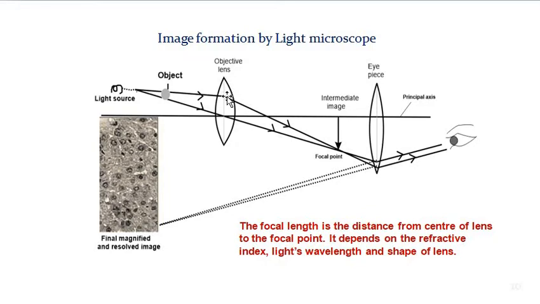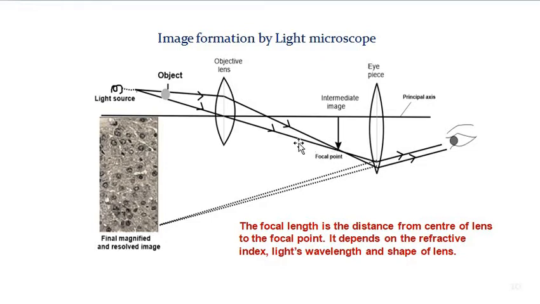It means the direction of light changed and converges onto one focal point, and it goes through the ocular lens. So here this is a focal point and light is converged here at the focal point. The distance between the center of the objective lens and the focal point is called the focal length, and it depends on the refractive index, wavelength of light and shape of lens.